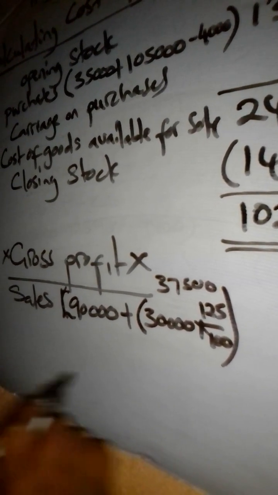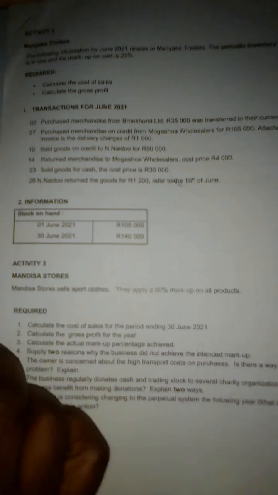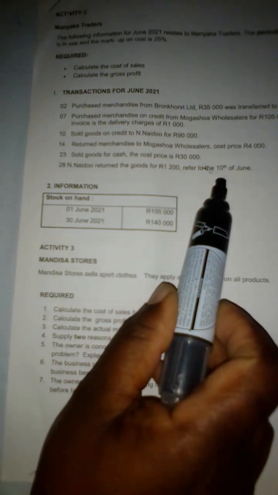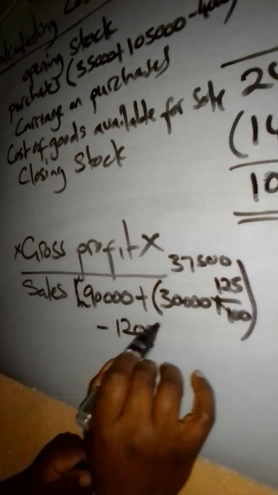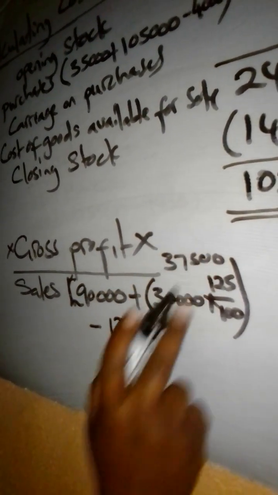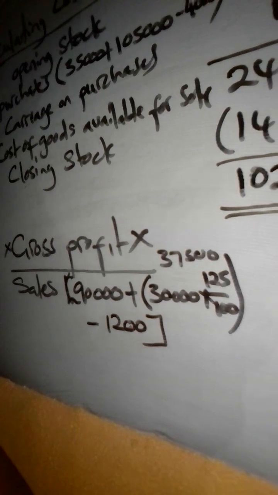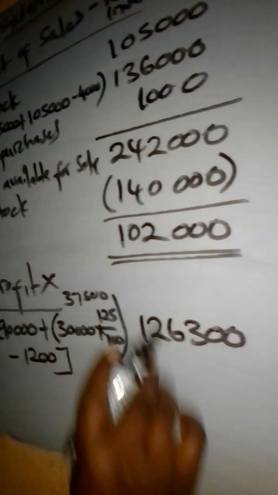We are also going to minus a transaction on the 28th, where the debtor returned goods for 1,200. Those goods were returned from the items that were purchased on credit. So we call those debtors allowances. Remember, debtors allowances always reduce our sales. So minus 1,200. This is the whole adjustment that we're supposed to do. So it's 90,000 plus 37,500 minus 1,200, which will leave us with 126,300. These are our sales.